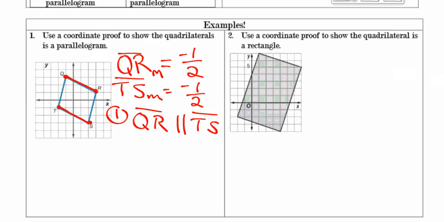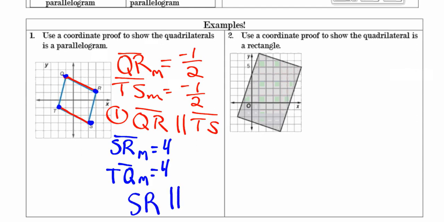Do the same thing in the opposite direction here. Going from S to R, looks like I'm going up 1, 2, 3, 4. So SR has a slope of 4 over 1, or just 4. Going from T to Q, same thing. TQ has a slope of 4 also. So SR is parallel to TQ. And that means I'm done. I have one set of parallel sides, I have a second set of parallel sides, that guarantees that that's a parallelogram.